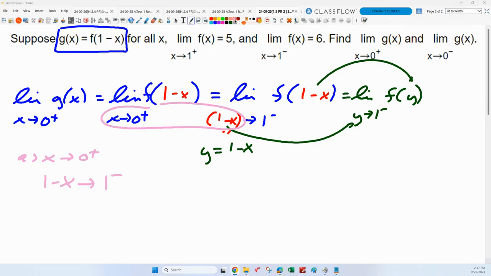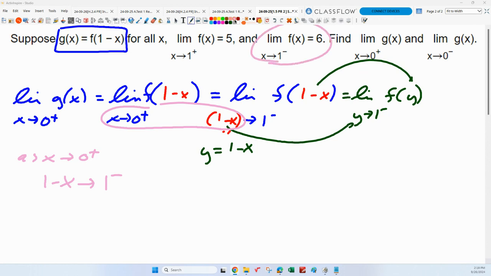So as x approaches 0, the expression 1 minus x would be approaching 1 from the left. Agreed? Now look what we get here. The limit of f of that expression as it approaches 1 from the left. Instead of calling it 1 minus x, that's inconvenient, let's make a variable substitution. Let's just call 1 minus x y. So instead of saying 1 minus x is approaching 1, we could say y is approaching 1. And then I've got the limit of f of y as y approaches 1 from the left. Well, they tell me what that is right there.